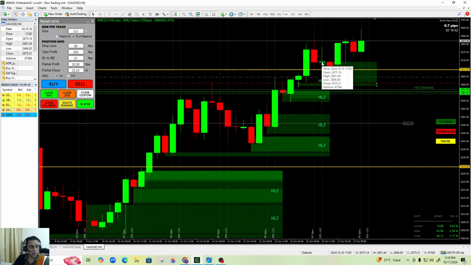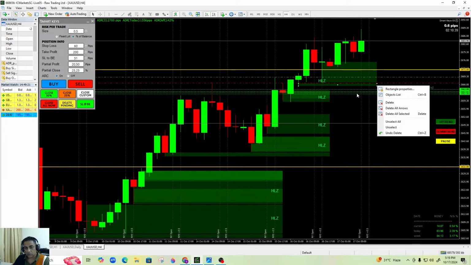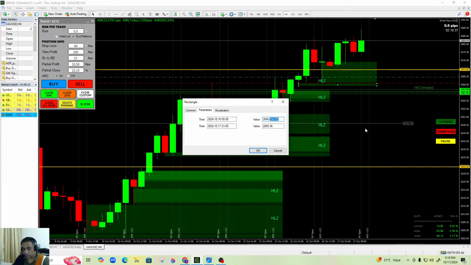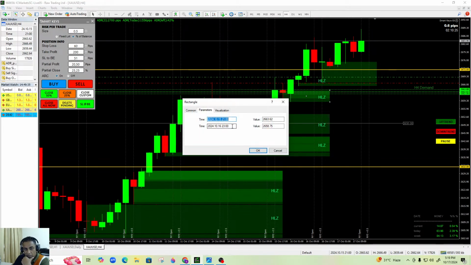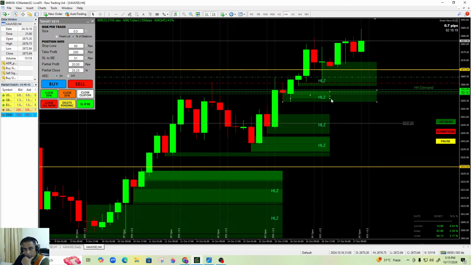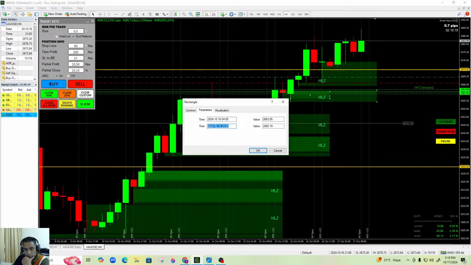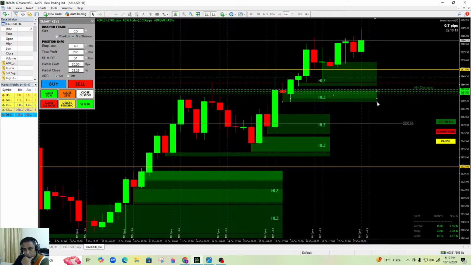This low is 680, 660. Okay, that bit of that zone is left, and then we have further down. Price didn't come to this area, so I'm going to extend that, okay, and then that is about 240 pips away.